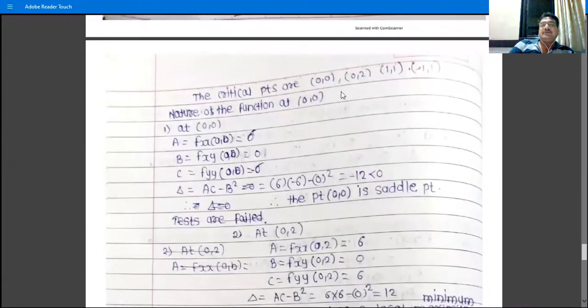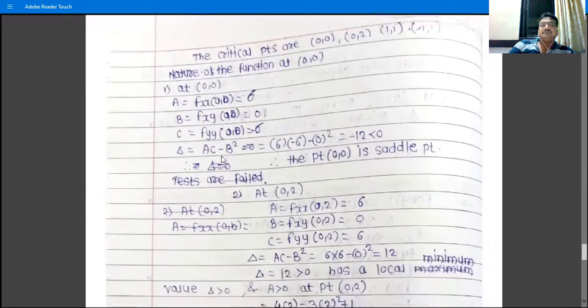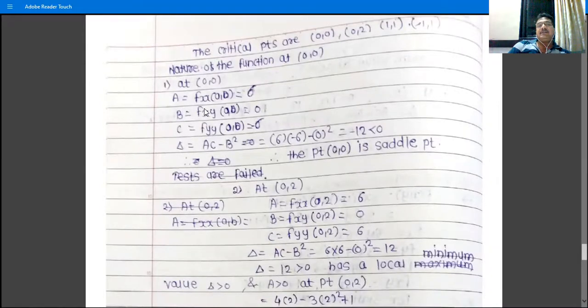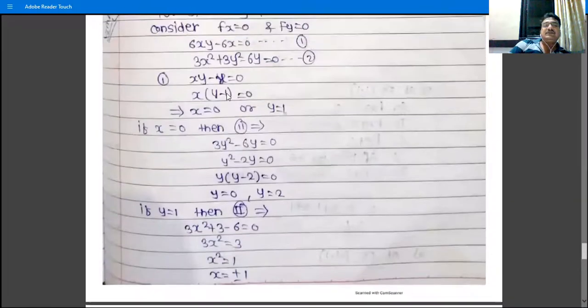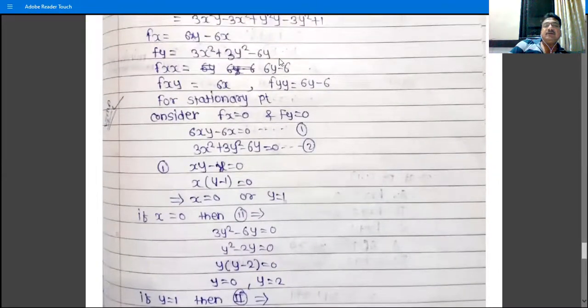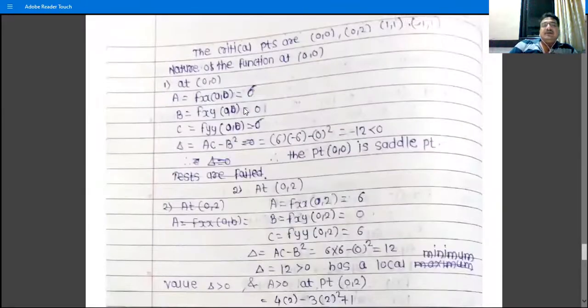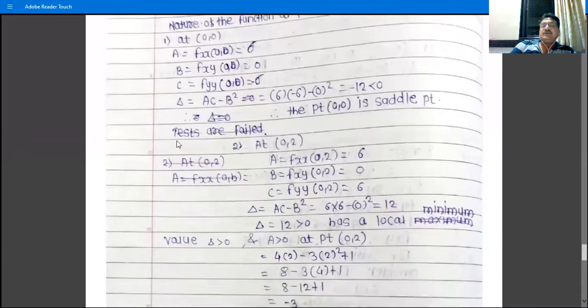Then the nature of the function. So at (0, 0), then at (0, 2). Number 1, at (0, 0), find capital A, capital B, capital C. Capital A is what? f_xx at (0, 0). So this is f_xx, f_xx is this formula: 6y minus 6. Substitute x = 0 and y = 0 in f_xx, f_xy at (0, 0), f_yy at (0, 0), these values. Then delta is AC minus B², and it is minus 36, not minus 12. 6 into minus 6 is minus 36, right here. Minus 36 is less than 0, and therefore (0, 0) is a saddle point. If delta is less than 0, then the point is a saddle point.